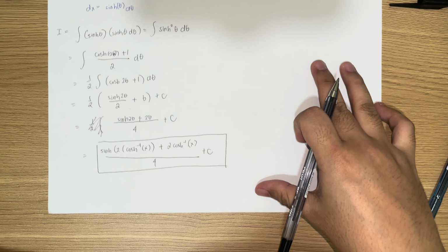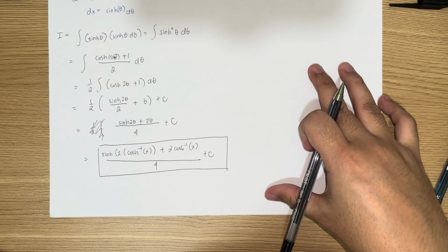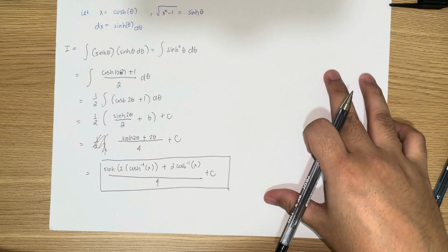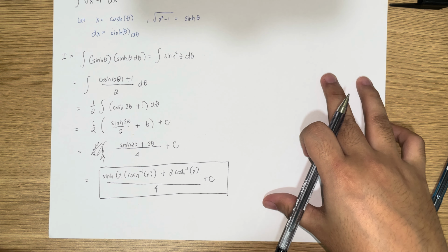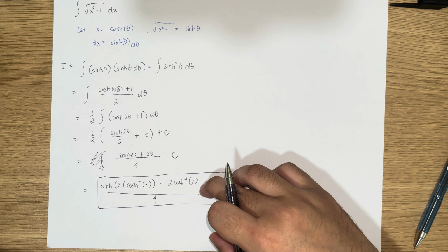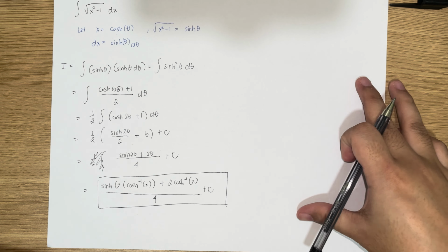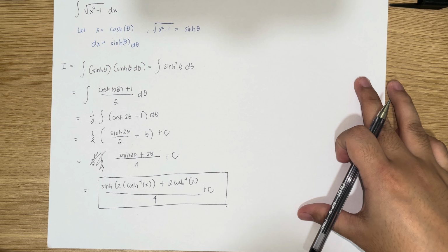Now, if you're not allowed to express everything in terms of inverse functions, you might have to rely on trigonometric or hyperbolic identities.